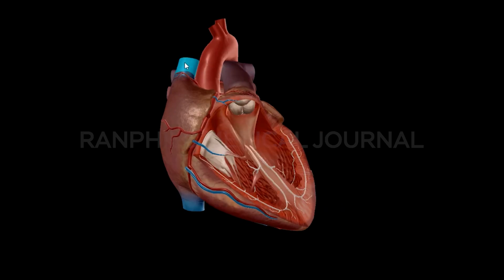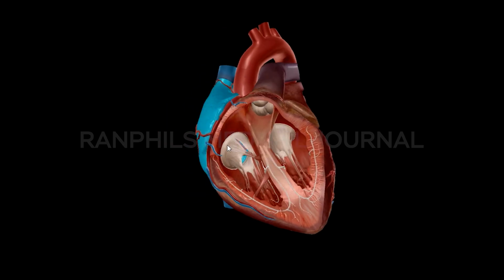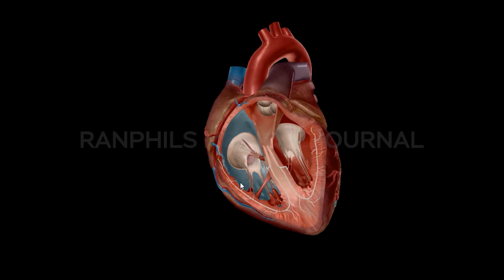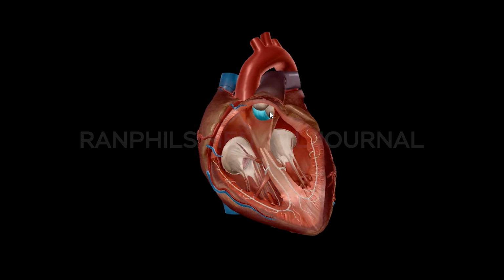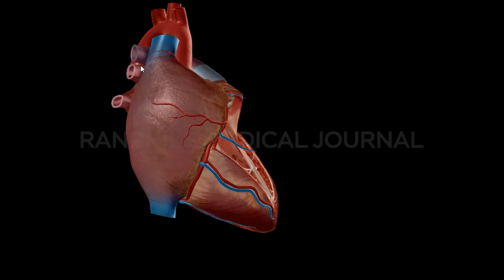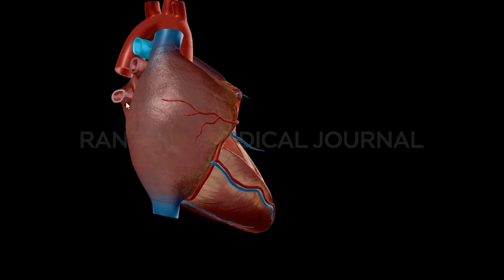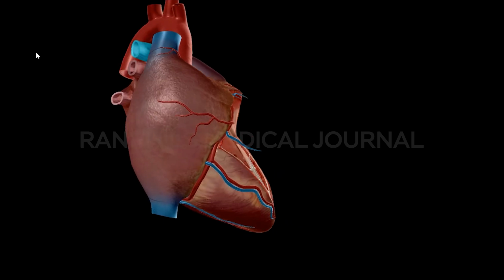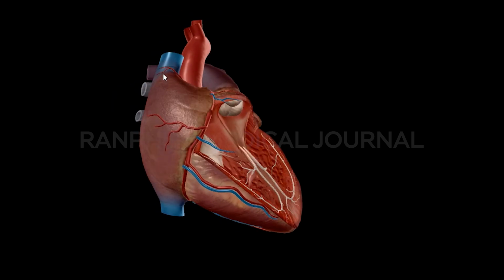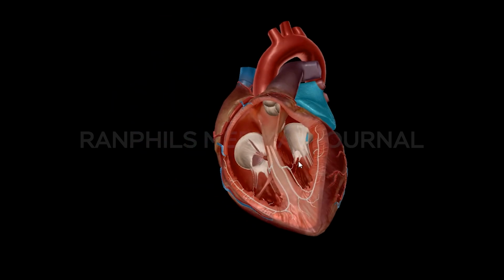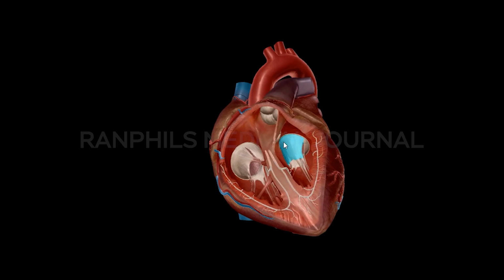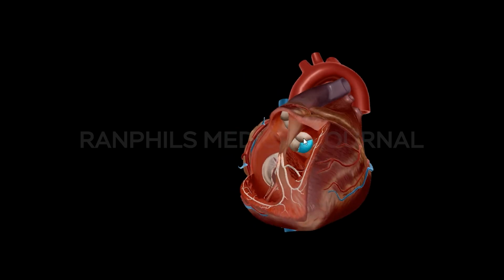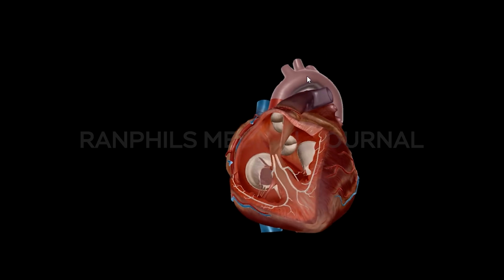Quick recap. On the right side of the heart, deoxygenated blood flows into the right atrium, passes through the tricuspid valve into the right ventricle, then through the pulmonary semilunar valve into the pulmonary artery, and finally to the lungs. On the left side of the heart, oxygenated blood from the lungs flows through the pulmonary veins into the left atrium, passes through the bicuspid valve into the left ventricle, then through the aortic semilunar valve into the aorta, and is distributed throughout the body.